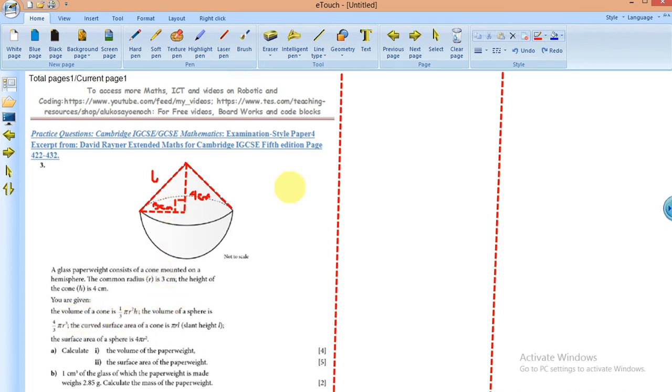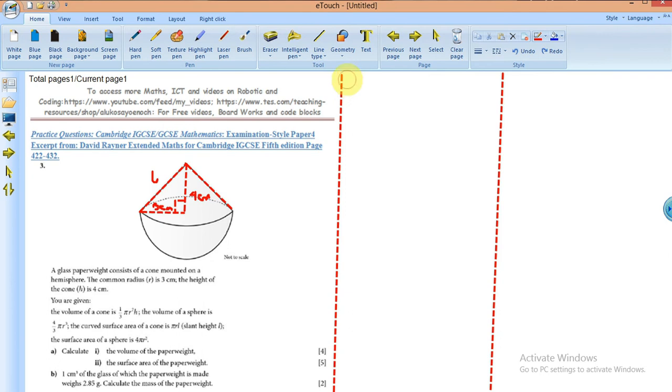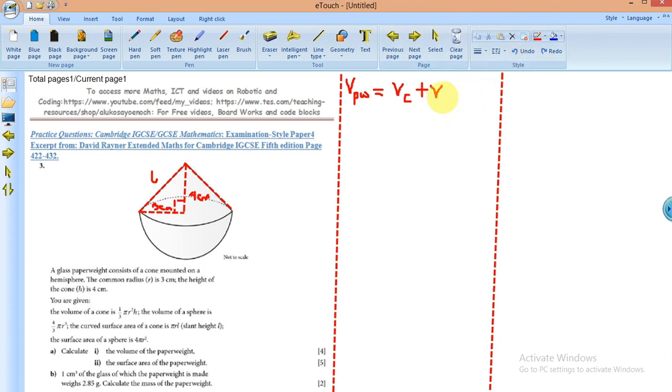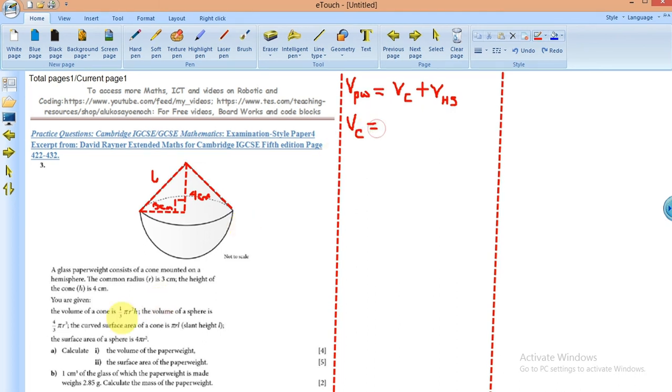Now, volume of the paper weight, I'm going to tag that VPW. So the volume of the paper weight will be the volume of the cone first, plus the volume of the hemisphere. Don't forget, hemisphere is half a sphere. Can I put that as HS? So it should not be like a sphere. So let's just put hemisphere HS. Let's go for the volume of the cone first. We have the formula for that already. That's 1 over 3, as given here.